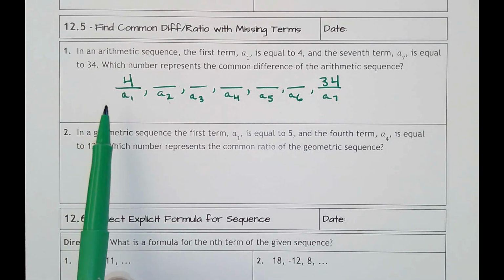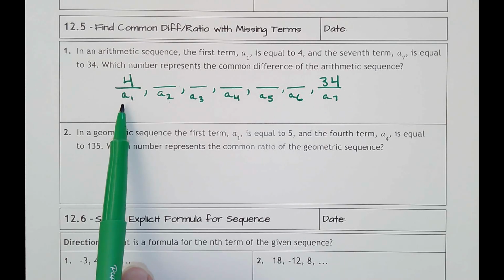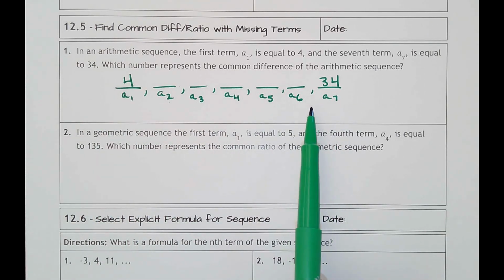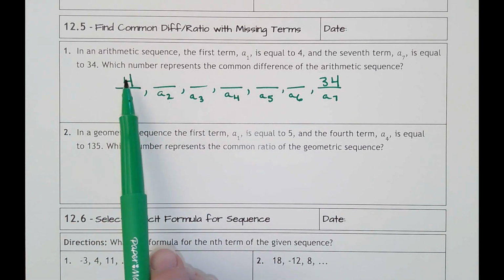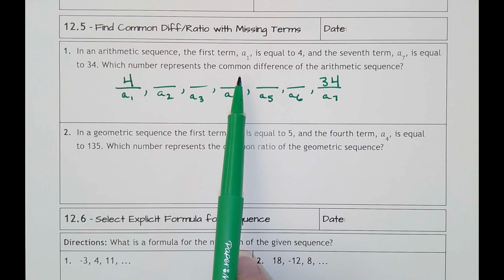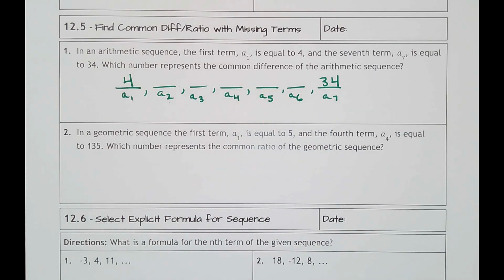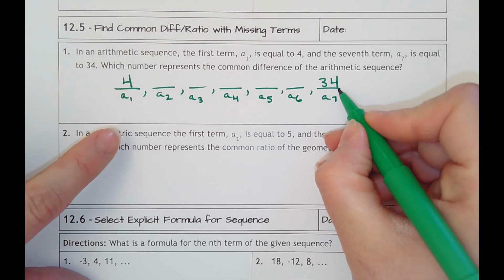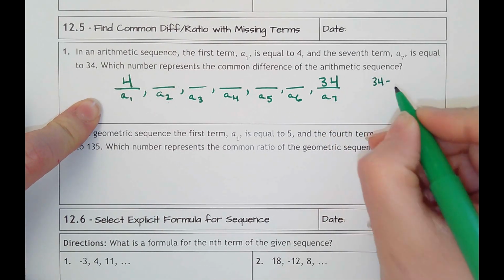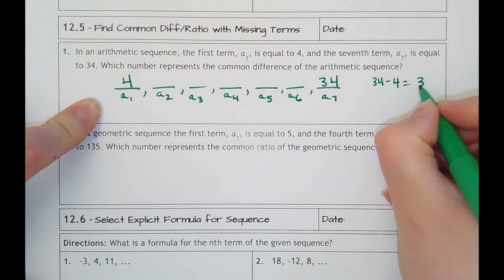So I went ahead and wrote out that here's our first term, a sub 1. Here's our seventh term. We don't know the terms in between, but our job is to figure out what is the common difference. What number is obviously being added every time to get us to 34. So there's a couple different ways you could do this. You could think about it just logically, saying, okay, get from 4 to 34, what's that difference? What am I spanning? What's the range? Well, that would be 30.